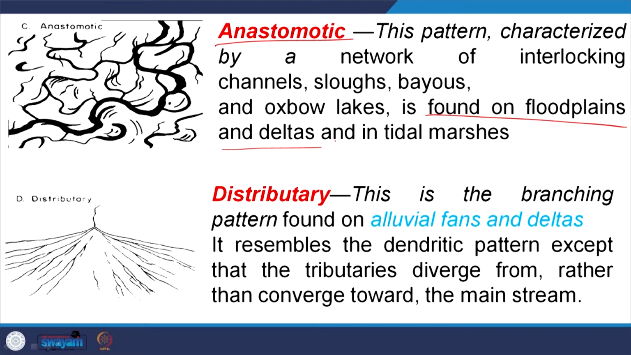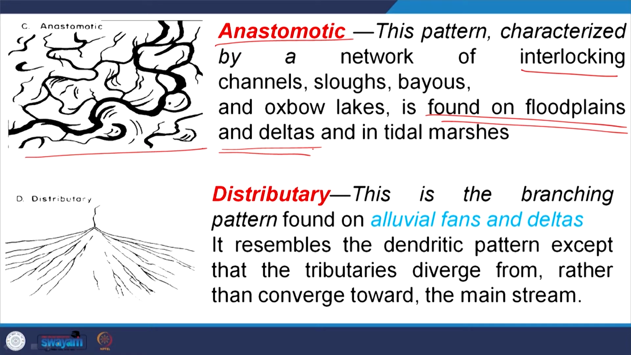Floodplains, a very good example is the Ganga floodplain. If you see the satellite imagery of the Bihar area, mostly eastern Bihar, you will find this type of structures very well preserved. It is there in the satellite imagery due to frequent migration of rivers. You find thousands of oxbow lakes, thousands of paleo channels. So, here the characteristics are interlocking channels, sloughs and oxbow lakes. It is found in floodplains and in deltas, in tidal marshes. So, this geological interpretation is that it is found in floodplains and in tidal marsh in deltaic areas.